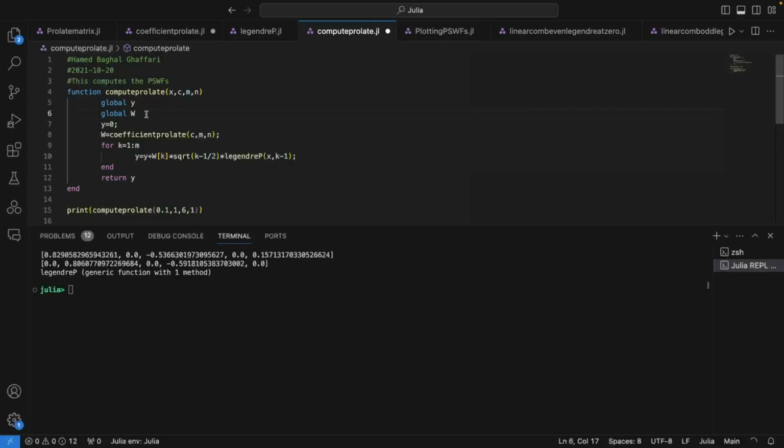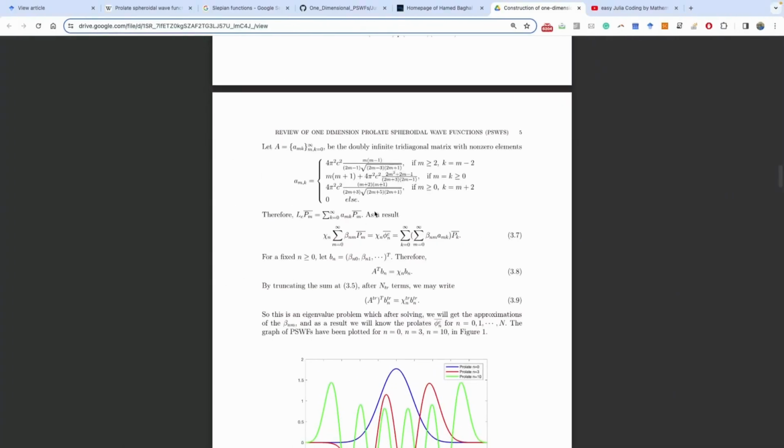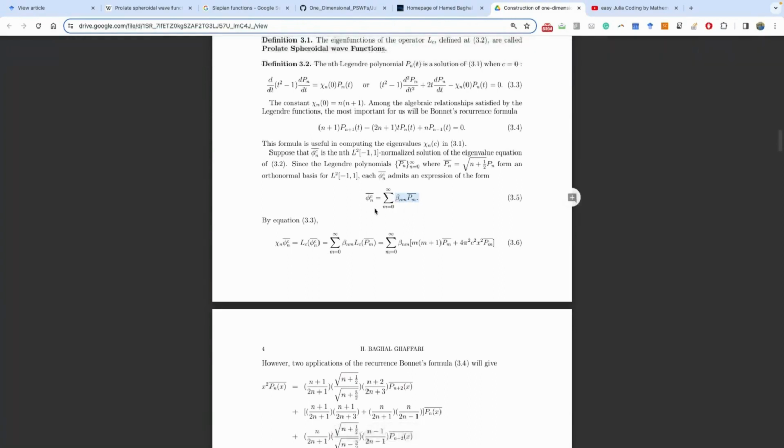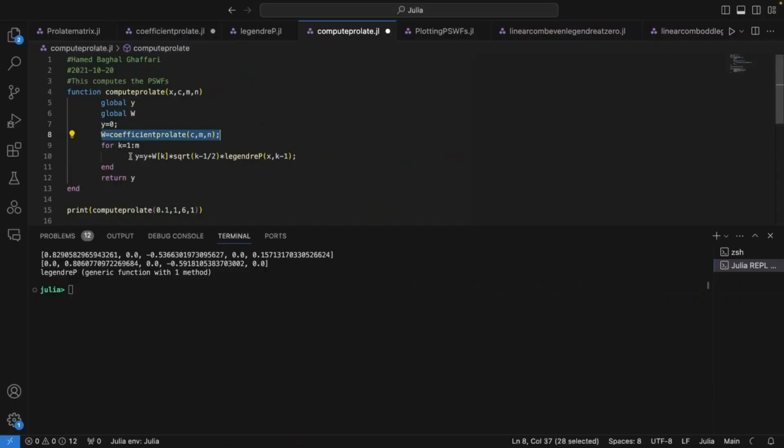So the way that we are defining the function, we need parameters, both of them global parameters. Okay, y equals 0 at first. W is the coefficient, like beta mn, which is coming from this function. And in the loop, we are going to compute this summation. You got this one: every summand is wk times the Legendre polynomial.